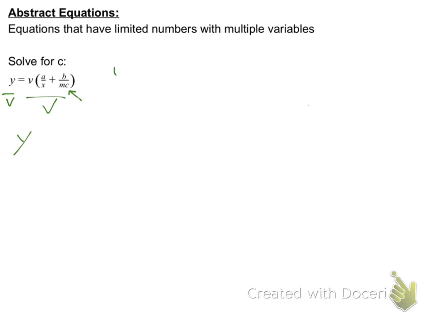So y over v equals ax plus b over mc. Is that okay?